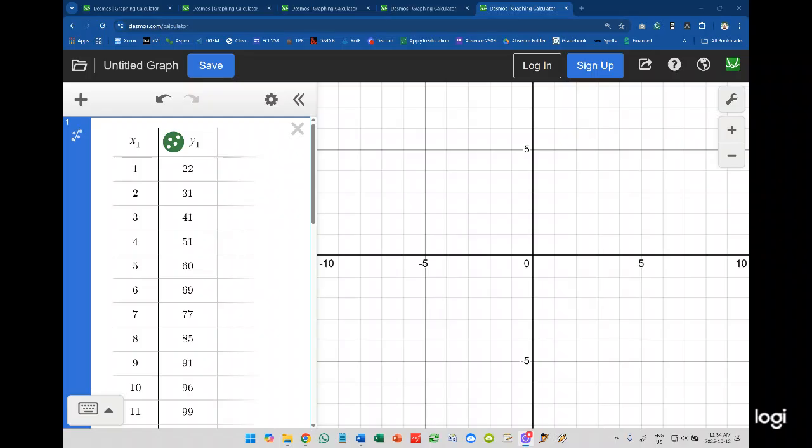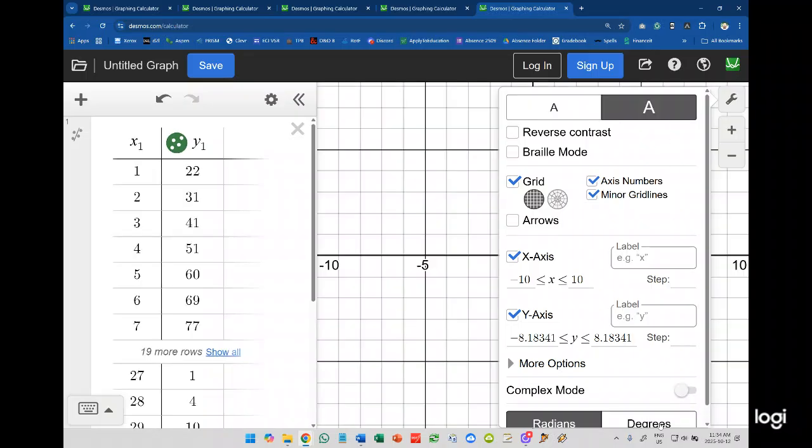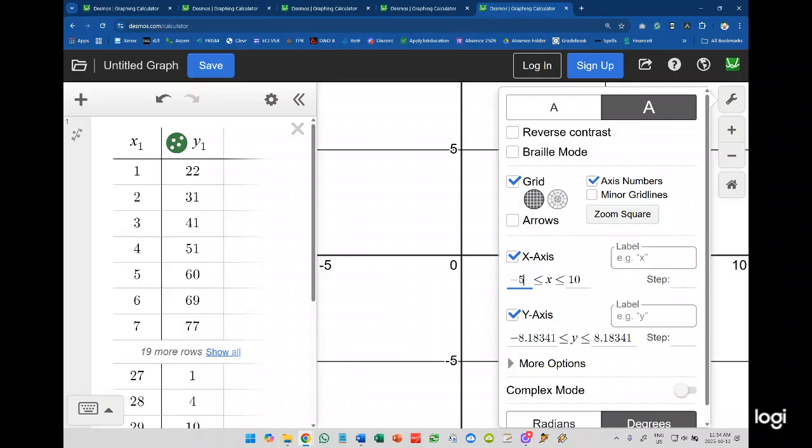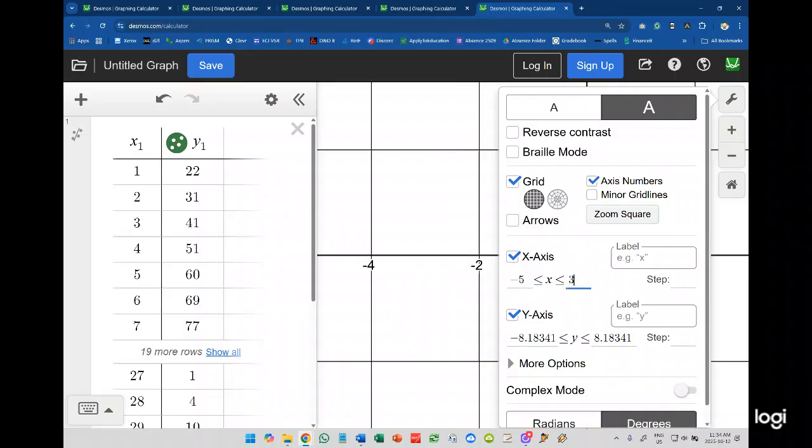Okay, so like magic, I have a table in Desmos with all of the values that we had in our question, and I'm going to try and set up everything here. So first thing I'm going to do is go over to my settings again, contrast on, make sure I'm in degrees, turn off the minor grid lines. My X values are going from 1 to 30, so I'm going to go, I don't know, -5 up to 35. A little above, a little below.